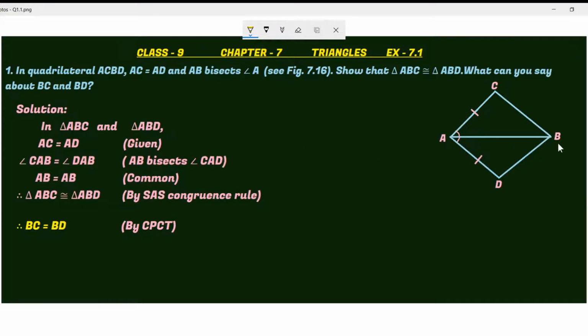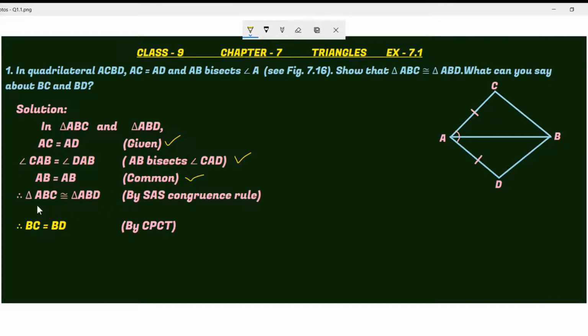Here we have to take these two triangles. In triangle ABC and in triangle ABD, what are the equals? AC is equal to AD, that is given in the question, and angle CAB is equal to angle DAB, that is also given in the question, because this AB is the bisector of this angle. So this angle CAB is equal to angle BAD. Then AB is common because in both the triangles this is the base for ABC and ABD also. So we can take this as common. AB is equal to AB.